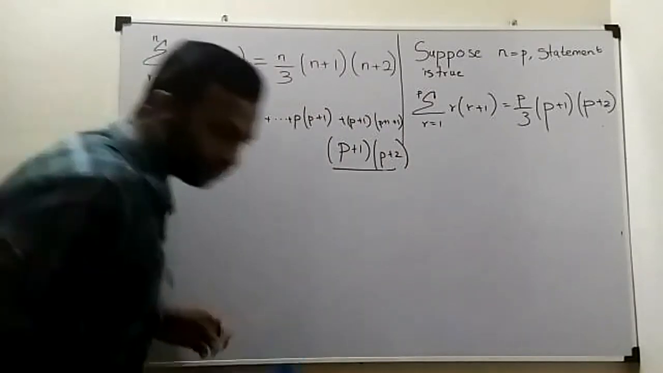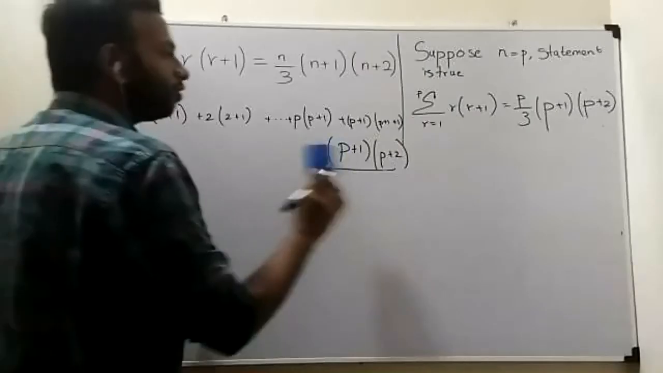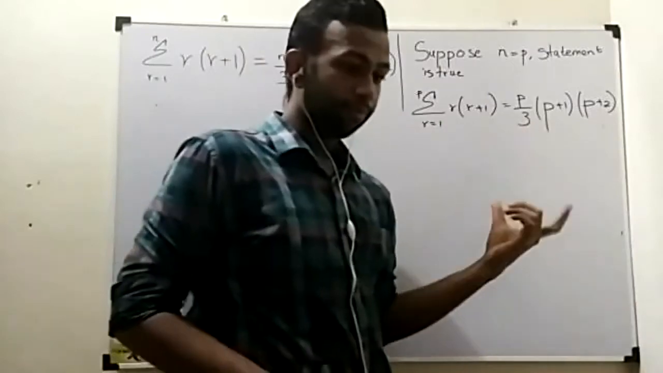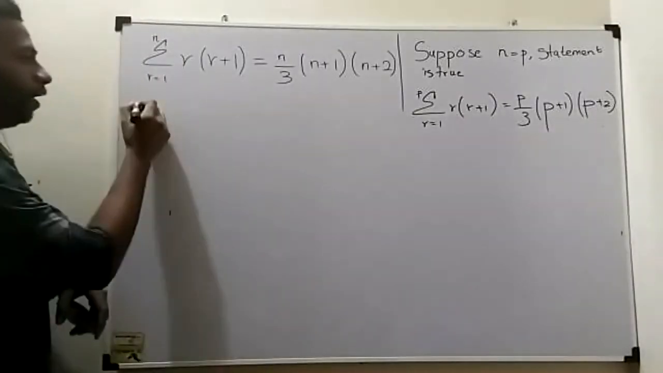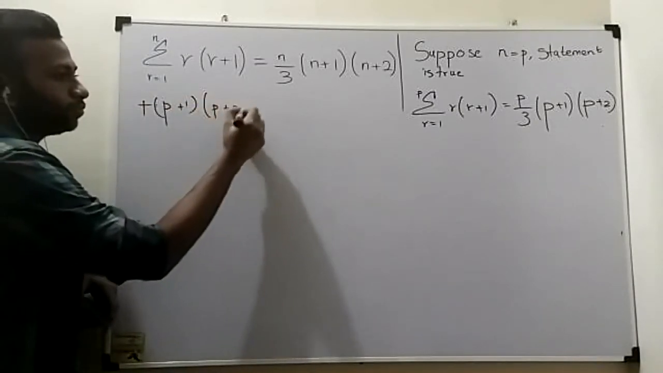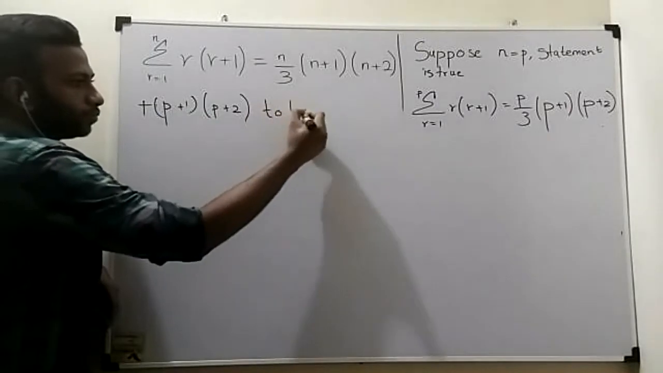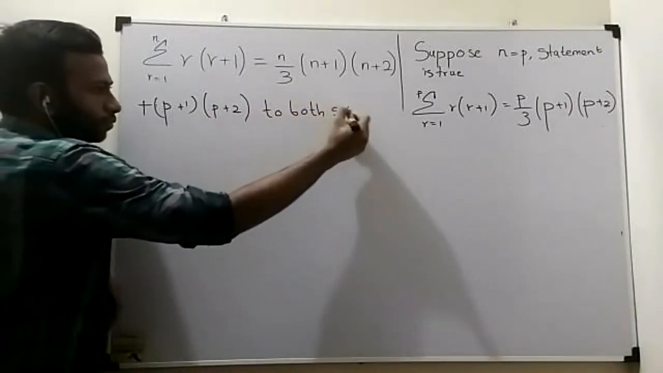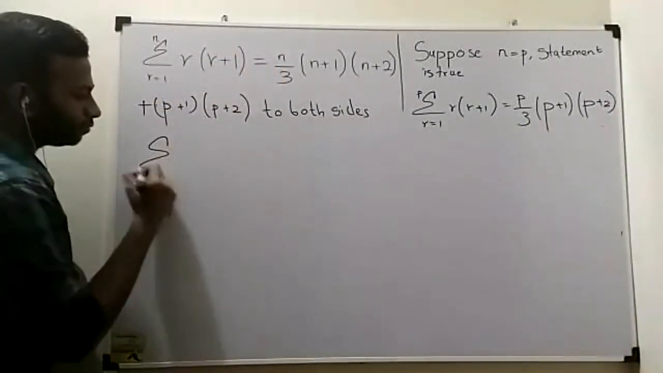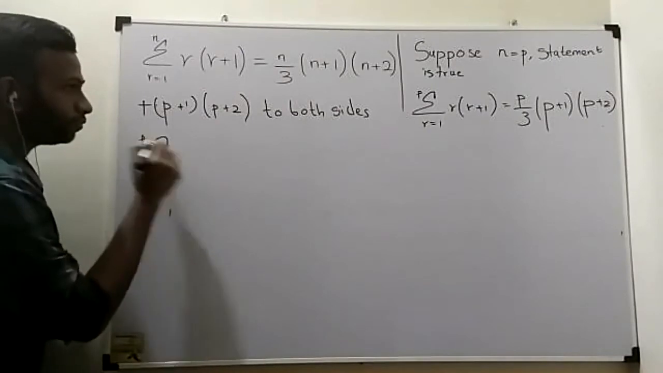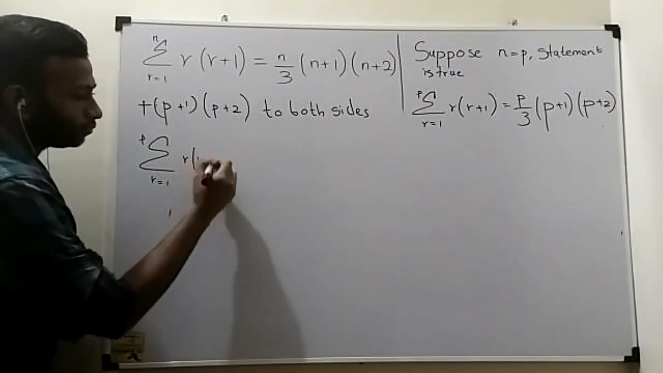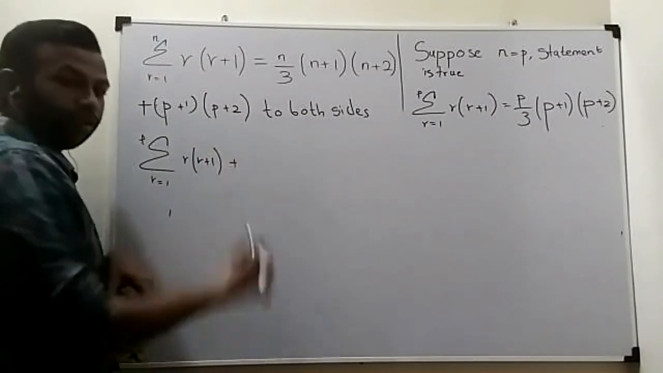If you don't understand, put it right. Okay. So what we need to do is to add the same term, P plus 1, P plus 2, to both sides of this equation, okay? So we get sigma R equals 1 to P, R into R plus 1, plus, now what do we have? P plus 1, P plus 2.